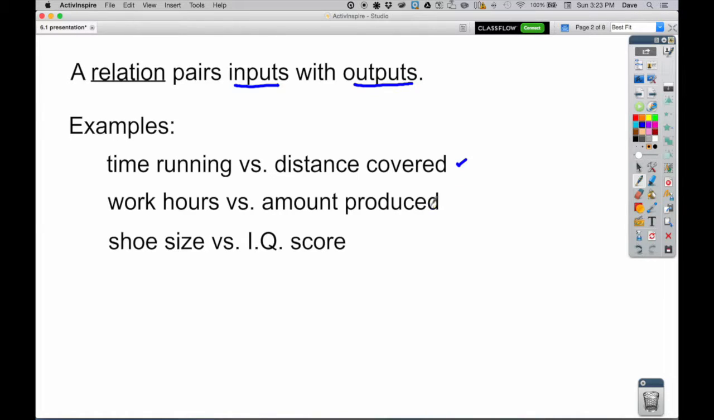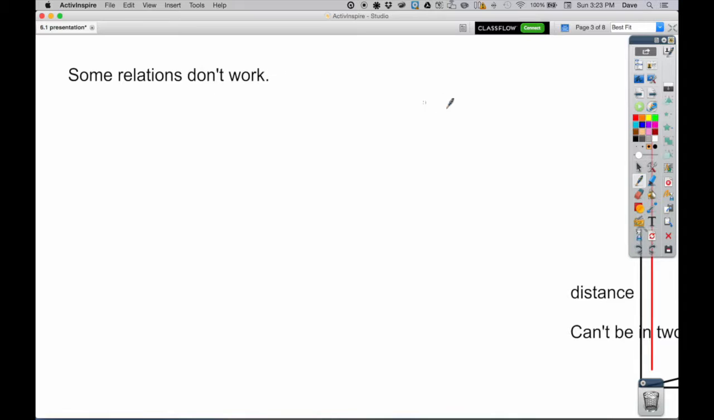It's functional. Work hours versus amount produced, that's, I think, a function. It makes sense. It's functional in the real world. But this one doesn't make sense. Your shoe size has nothing to do with your IQ score. It doesn't function in the real world. So let's take a look at these relations that don't work first.